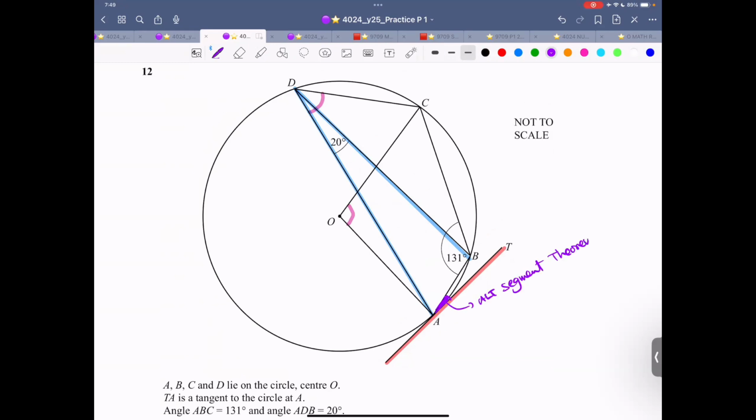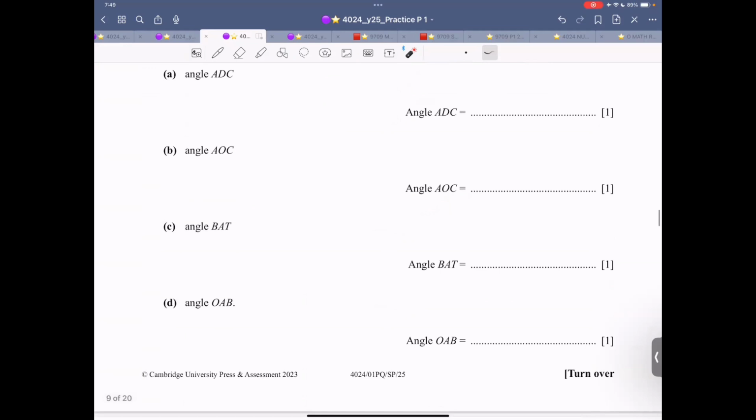What it says is that this is the easiest one, because the angle that this chord makes with the tangent should be the same as this chord makes in the alternate segment, which is 20 degrees. So this one is the easiest. BAT is 20 degrees. And also write the reasoning, alternate segment theorem.